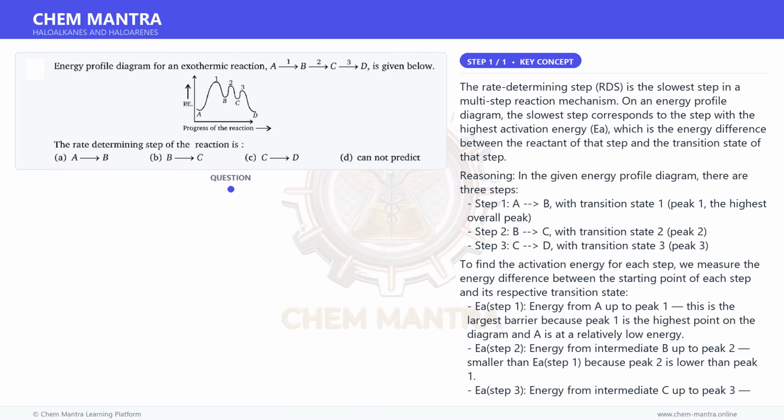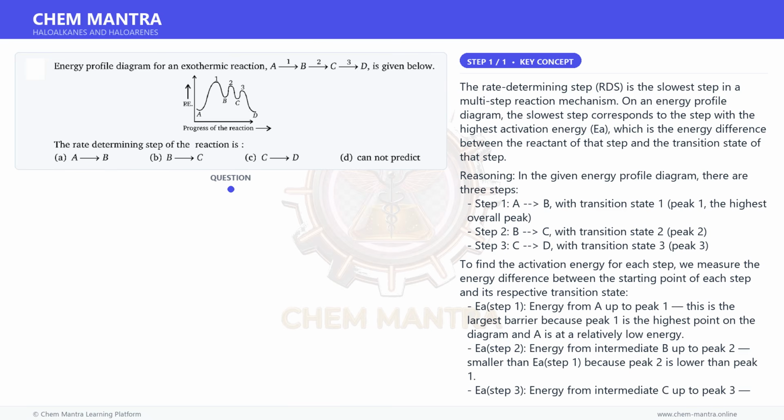Step 2: energy from intermediate B up to peak 2, smaller than step 1, because peak 2 is lower than peak 1. Step 3: energy from intermediate C up to peak 3, the smallest barrier. From the diagram, peak 1, transition state 1, is clearly the highest point and the energy of A is lower than intermediates B and C.